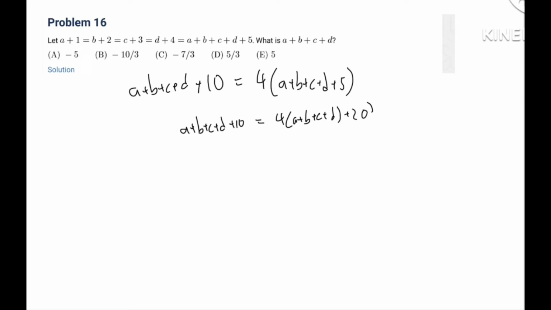So if 20 goes over here and A plus B plus C plus D goes over here, we will get 3 times A plus B plus C plus D equals minus 10. A plus B plus C plus D equals minus 10 over 3. So it's minus 10 over 3, it's B.